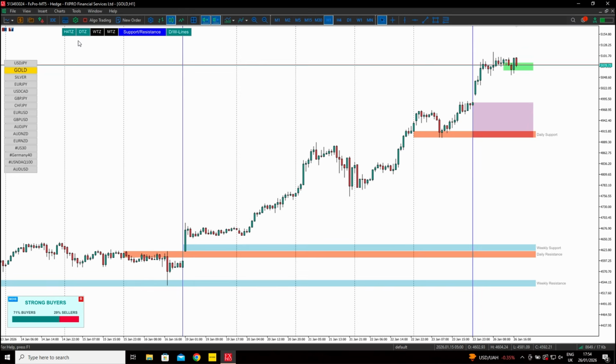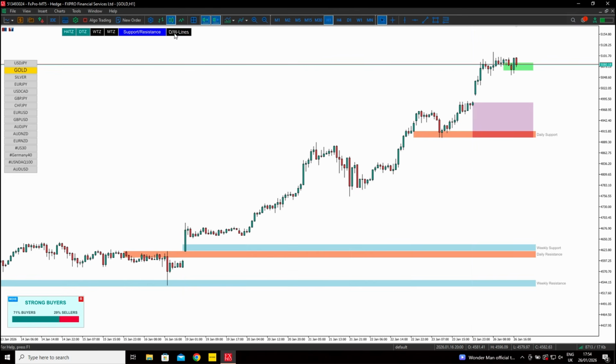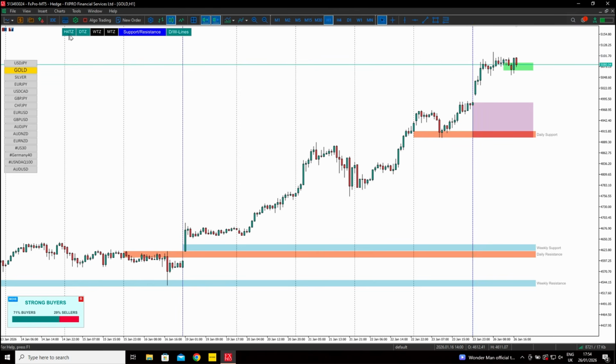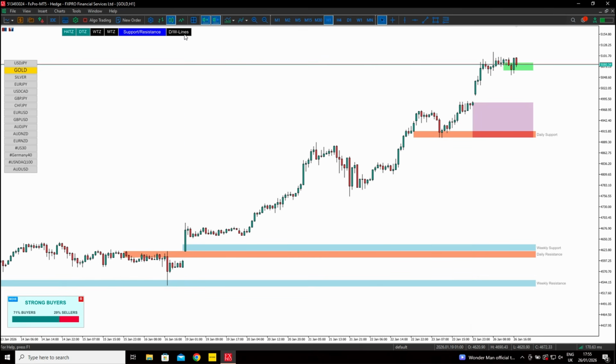Also up here, you can see I have the tradable zone indicator, also the support and resistance indicator, which is drawing these support and resistance levels automatically, and also the daily and weekly lines. Now the daily and weekly lines come together with the tradable zone, so I've included that free of charge. When you get the zone trading indicator, you'll get these lines indicator free of charge.